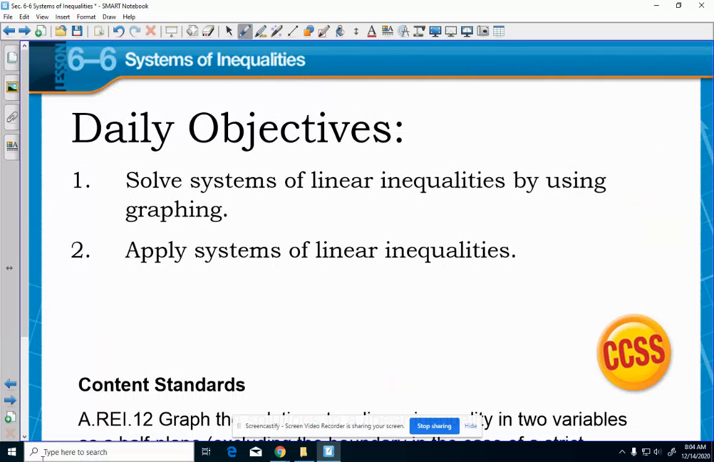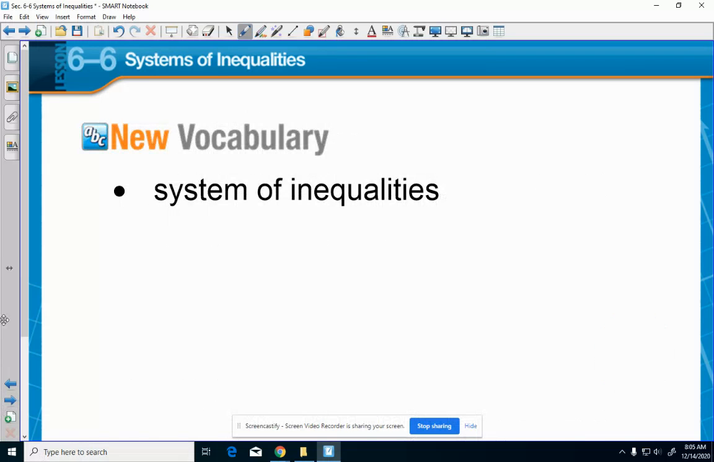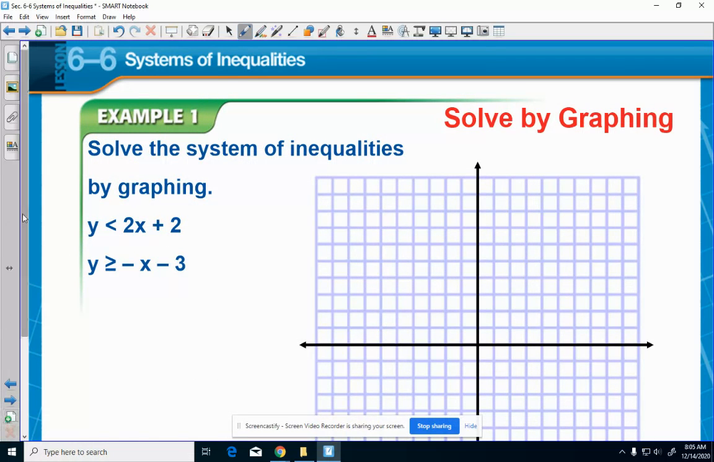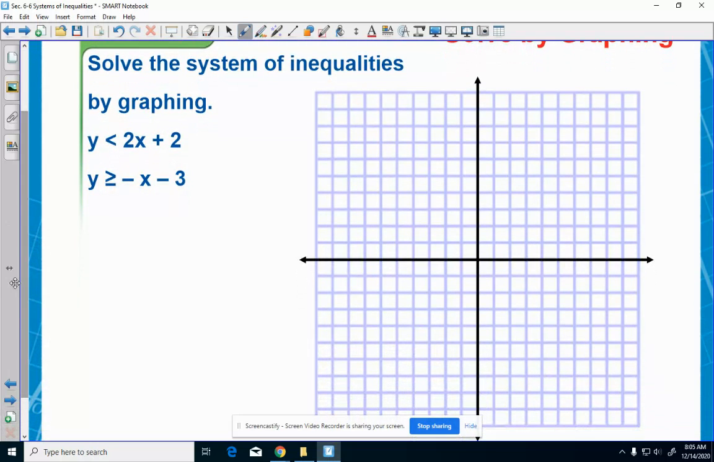But today, can I solve a system of inequalities? And then can I apply that to be able to find solutions? So what is a system of inequalities? Well, we're going to see it here in this first example. We're going to look at 3 of these before we try to apply and put it together.